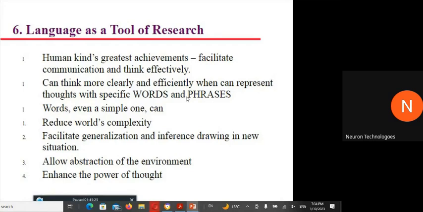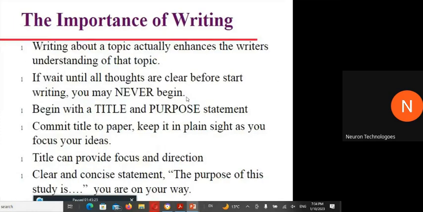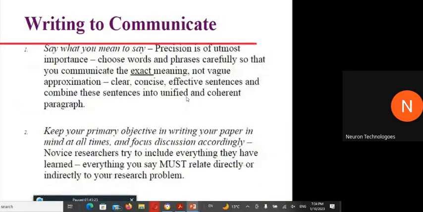Language as a tool of research. So, humankind's greatest achievement, facilitating communication and thinking effectively. So due to shortage of time, again, I'm skipping some slides. So this one is the last one, writing to communicate. Say what you mean to say. So this one is the most important thing.